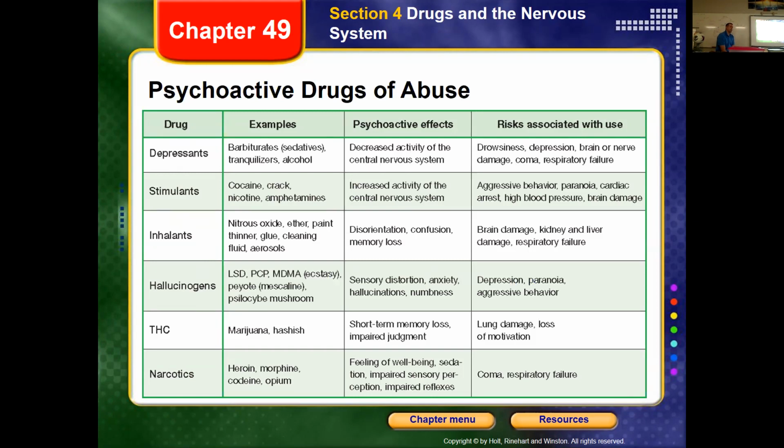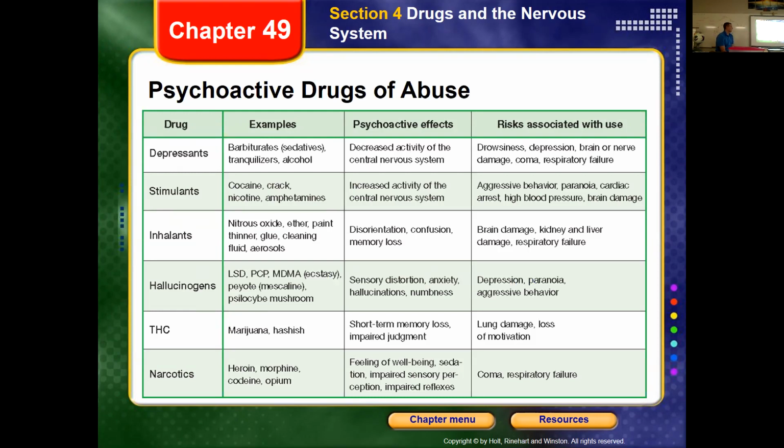Barbiturates are sedatives and tranquilizers. Ketamine would be considered one of these. It's a pretty common one. I used ketamine a lot when I was in the veterinary field. What it does is cause drowsiness, depression, brain or nerve damage, coma, and respiratory failure. So that's the risk.